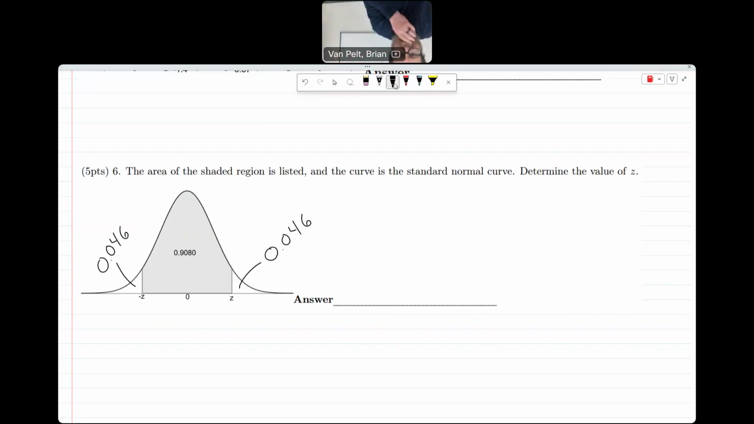I don't know if it'll let me do that. Let me check your computation for a second. 1 minus 0.908 divided by 2. 0.046 are our numbers. On this table, I find 0.046 to be in the row that is negative 1.6. So if you look at negative 1.6 and move your finger over, it's between the column that's 0.08 and 0.09. So it's in between negative 1.68 and 1.69.